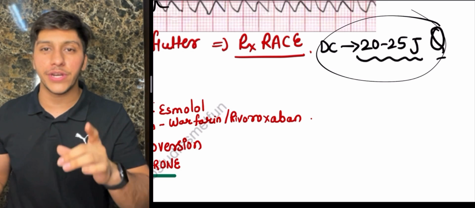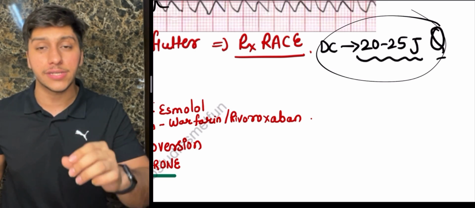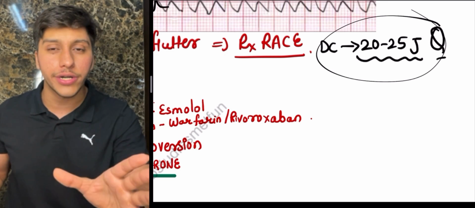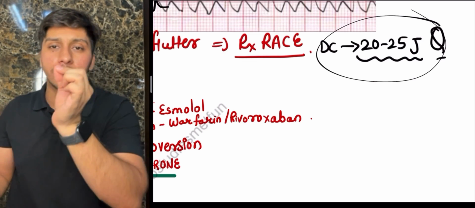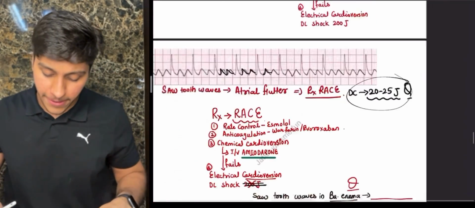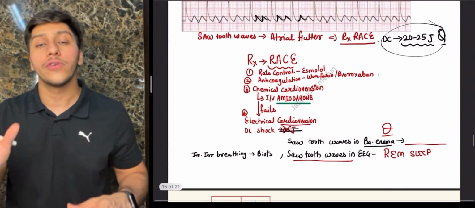Okay, the only difference between atrial fibrillation and atrial flutter treatment is, in atrial fibrillation you are giving 200 joules. Over here, remove one 0, you're going to give 20 to 25 joules. Okay, again, that is all you need to remember in case of atrial flutter.